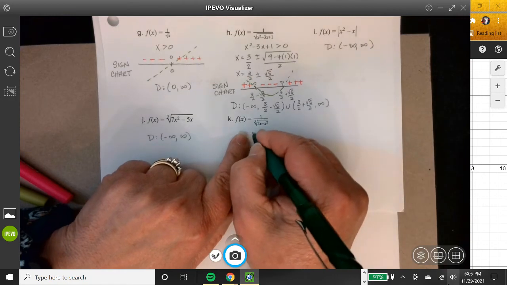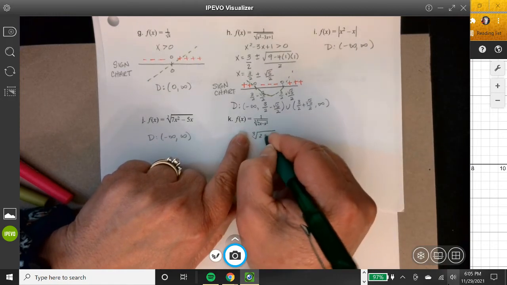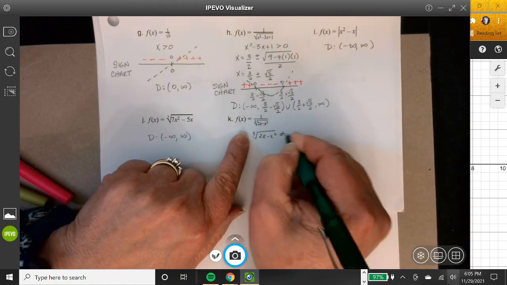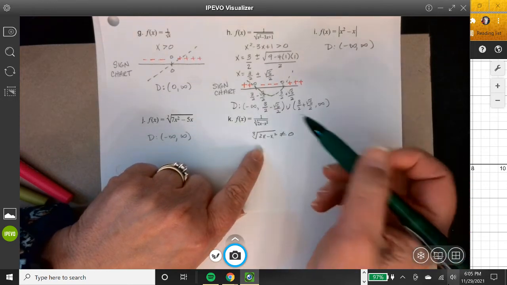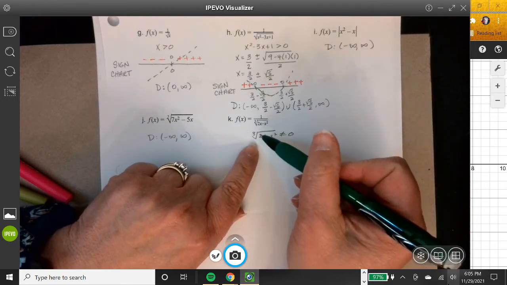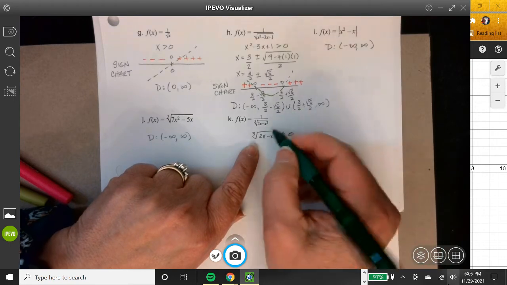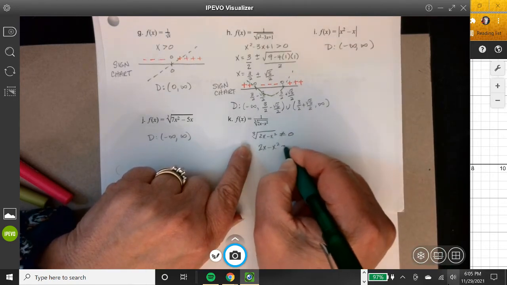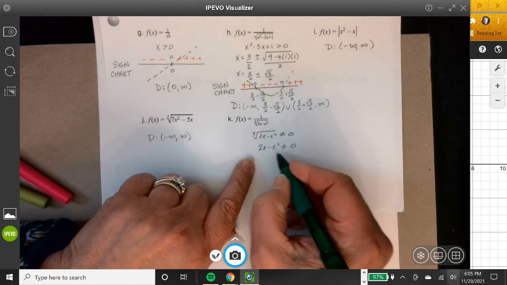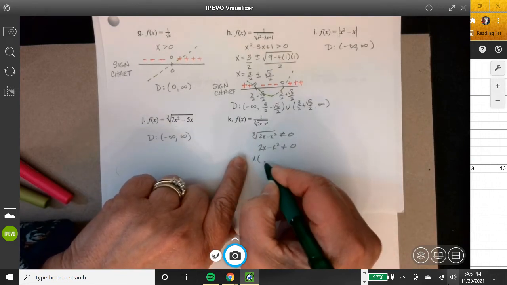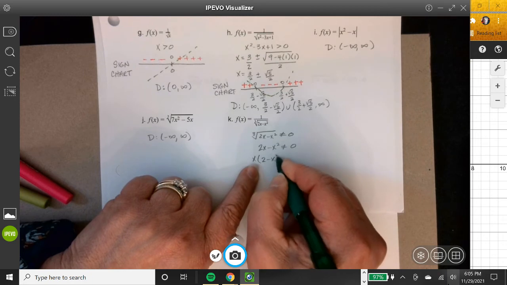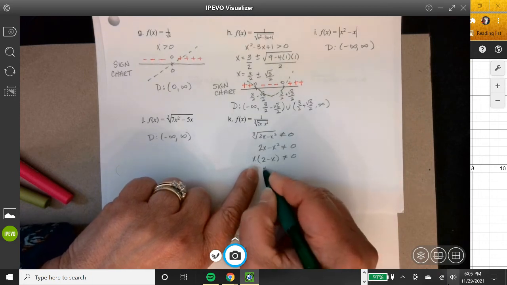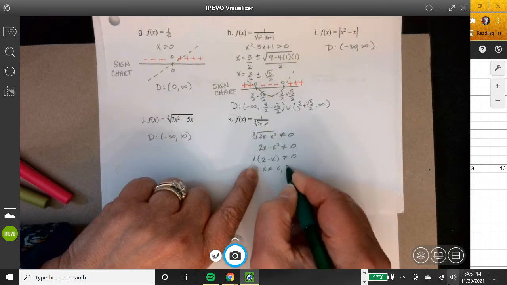So we can say that the cube root of 2x minus x squared can't be 0 because it's in the denominator. But it's a cube root, so it doesn't have to worry about having negative numbers under there. So we're going to cube both sides, and we get 2x minus x squared can't be 0. I'm going to factor, pull out a GCF, which is my x, and I'm left with 2 minus x can't be 0. So x can't be 0 or 2.